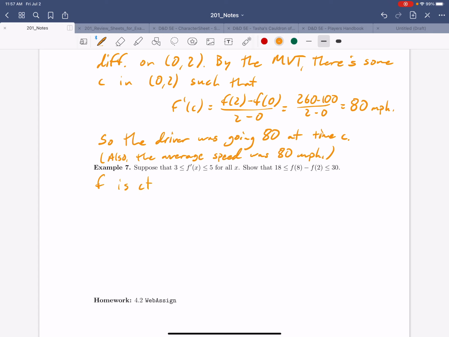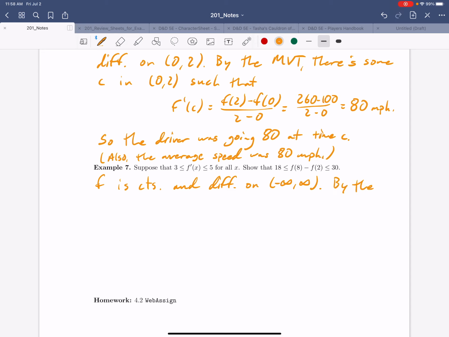f is continuous and differentiable everywhere. I just want to write that out just so we know that we can use the mean value theorem. Okay, mean value theorem's in play. In particular, it's differentiable on the interval 2 to 8, but I don't want to have to write closed and open. Anyway, okay? So now, let's see.